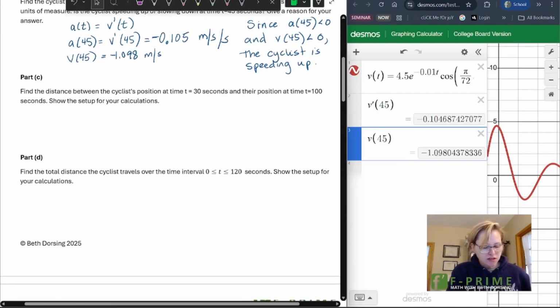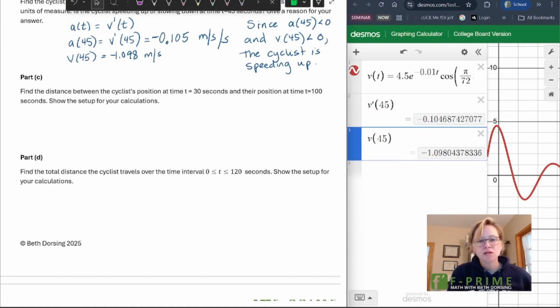Part C says find the distance between the cyclist's position at t equals 30 and their position at t equals 100. So we are going to be looking for the displacement here. So the distance between any 2 points in time is just how far you've moved. Now the little nuance here is that displacement can be positive or negative. Displacement will have direction. So for example, if the displacement is negative 5, we know that we've moved a net total of 5 units to the left. If the displacement is positive 5, we've moved a net total to the right of 5 units. So the nuance here is we don't want the displacement purely, we want the distance. And all that means is it's going to be the absolute value of displacement.